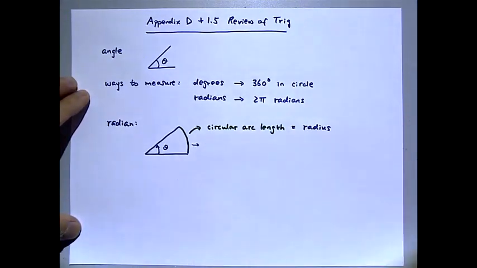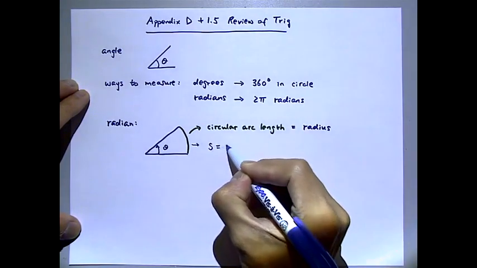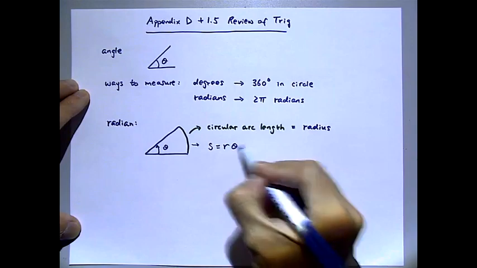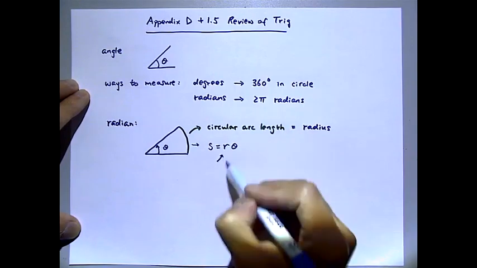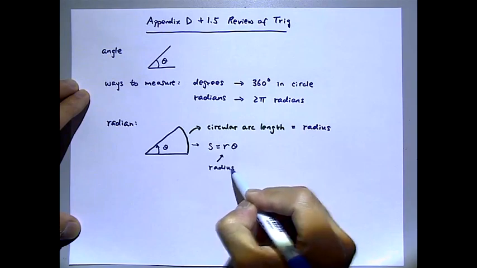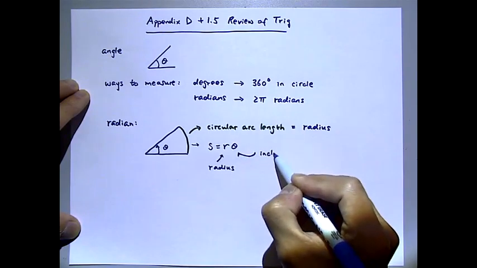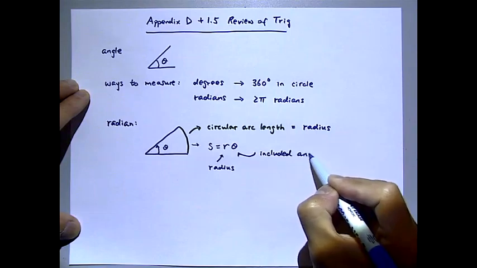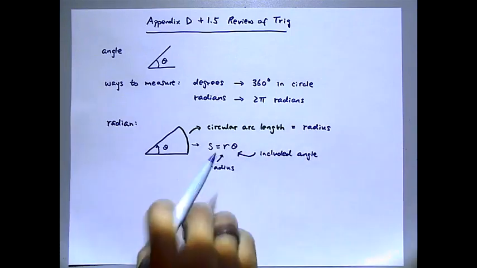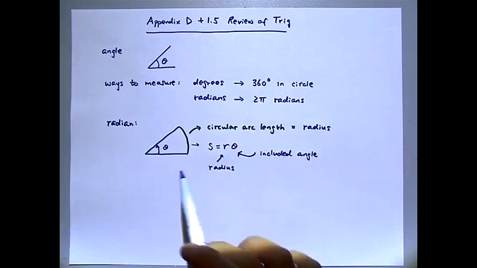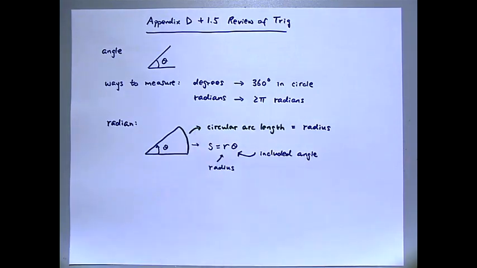Okay. So we want this. Anyone know the formula for a circular arc length? Who remembers? Right. So S is equal to the radius of the circle times the angle, the included angle. Okay, so when the angle is exactly such that this S is equal to one radius, then that angle is called one radian.